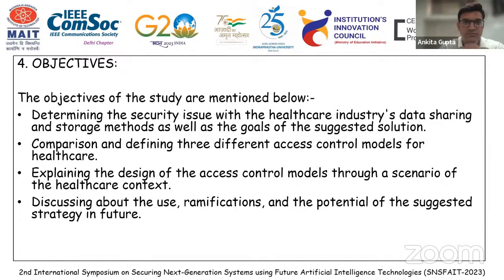We tried to understand what kind of problems the healthcare industry faces when it comes to data sharing, and for that we tried to come up with three different solutions using access control methods. We looked into the traditional ones as well as the three new ones, so that we can somewhat compare between them. And also we discussed what could be the potential future, what the drawbacks are, and where these access control methods that we have discussed can potentially be used.